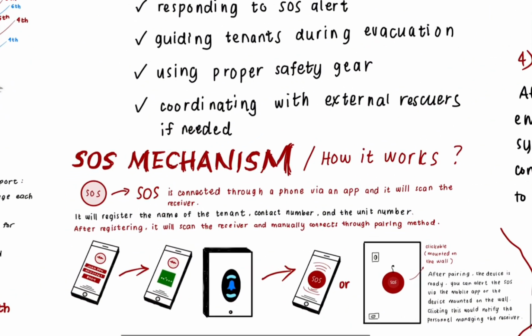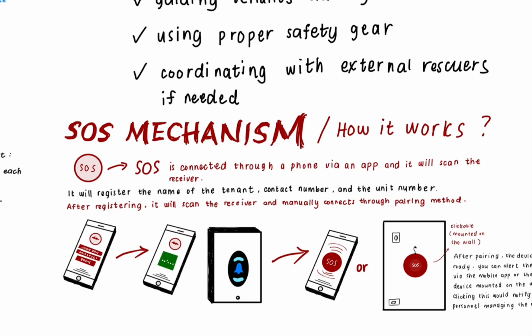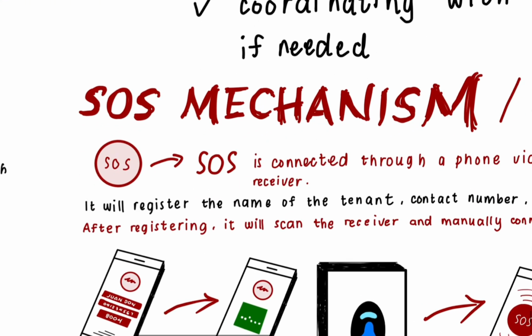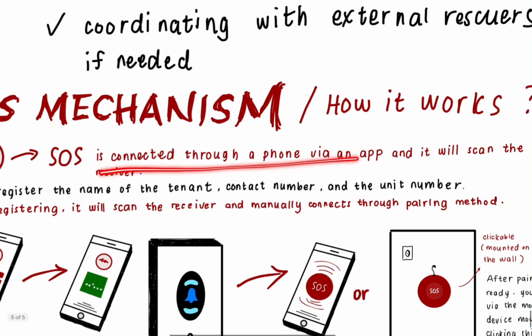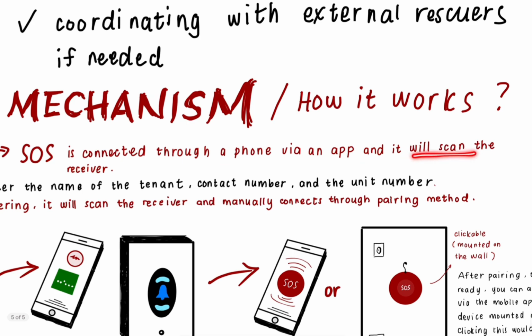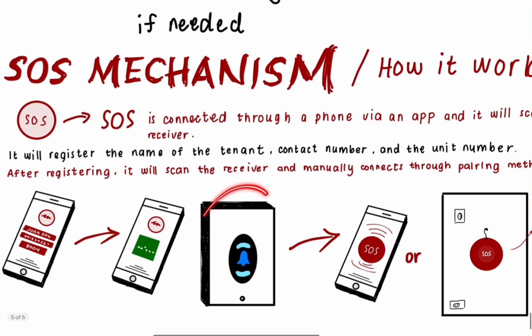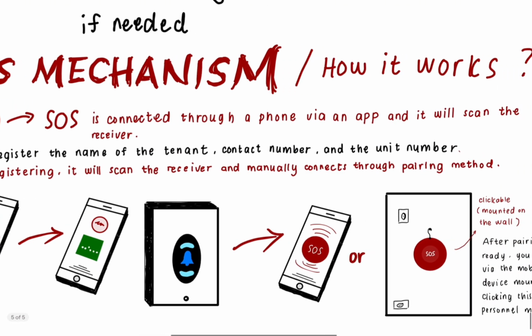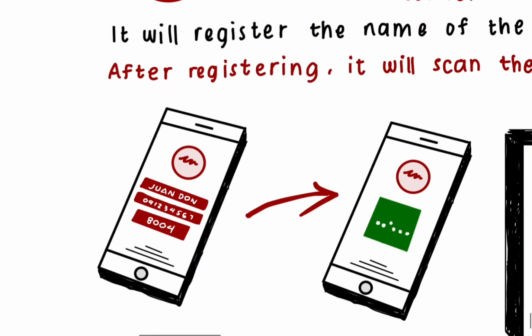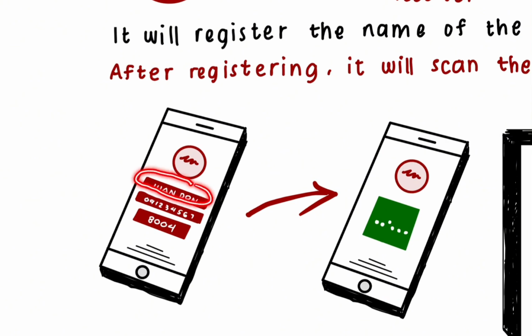So let me explain first the SOS mechanism. So how it works ba? So we have here an SOS device, and this is connected through a phone via an app, and it will scan the receiver. Here is the receiver. So it will register the name of the tenant, contact number, and the unit number. So as you can see here, this is the name of the tenant. This is the contact number of the tenant, and this is the unit number. Dapat specific unit number.